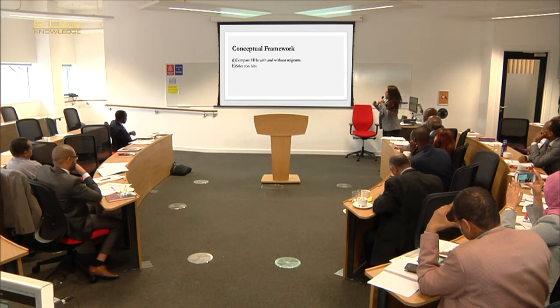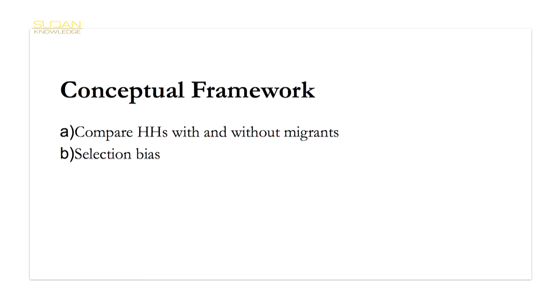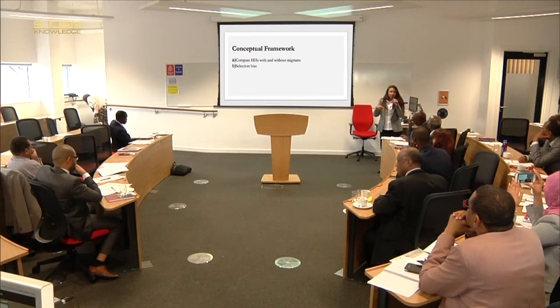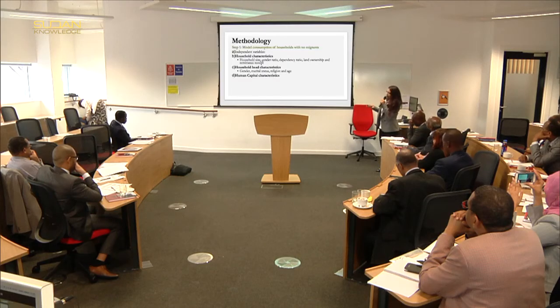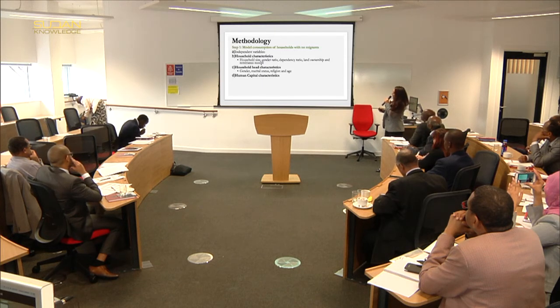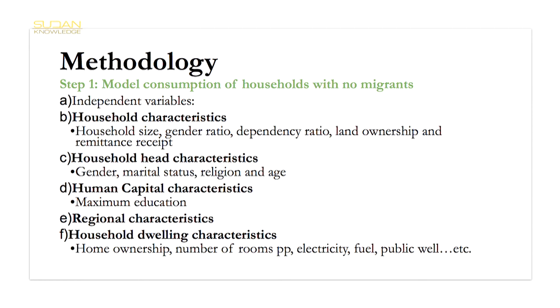So what I've done is I've had to compare households with and without migrants. But obviously, some households might positively select. So you might experience the fact that it's the richer households that choose to migrate. So you can't compare richer households with poor households. So what I had to do is I implemented what's known as a Heckman model. I won't go into too much detail, but I basically modeled the consumption of households with no migrants. And I've regressed this model of consumption expenditure versus all these independent variables that determine consumption.